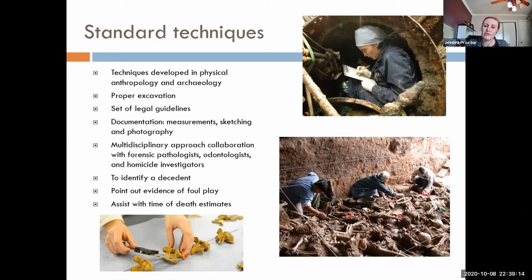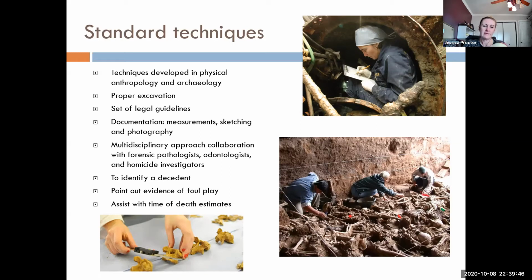Also documentation, measurements, sketching, and photography. So, knowing what bones to measure and how to measure them and what this tells you. So for example, measuring the femur is going to give you information about stature. Measuring parts of the skull might give you information about ancestry. Measuring the pelvis is going to give you information about biological male versus female. Measuring nasal aperture and the eye sockets is going to also give you some information about the age and sex of the individual and possibly ancestry.